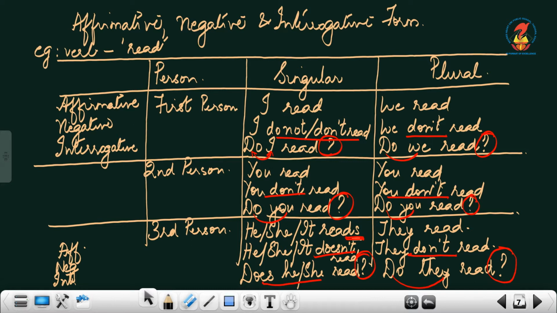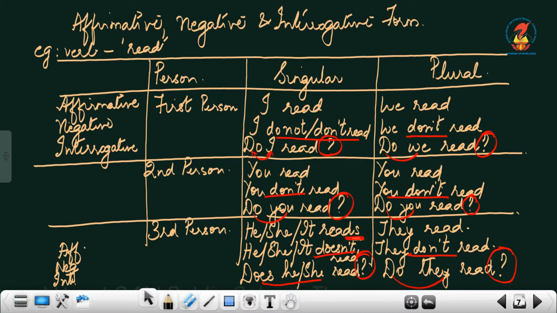How will you express it in the negative form? You don't read or you do not read. Here, you do not read again. Then how will you express it in the interrogative singular form? Do you read? Question mark. And in the plural form, do you read? Both the singular and the plural form go in the same manner.